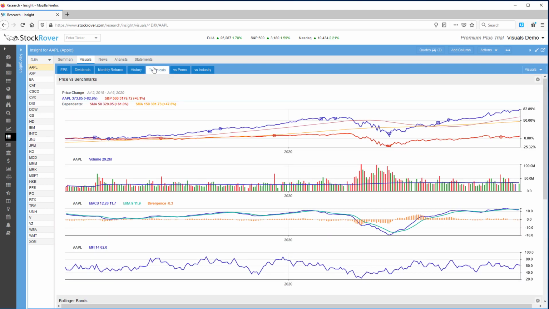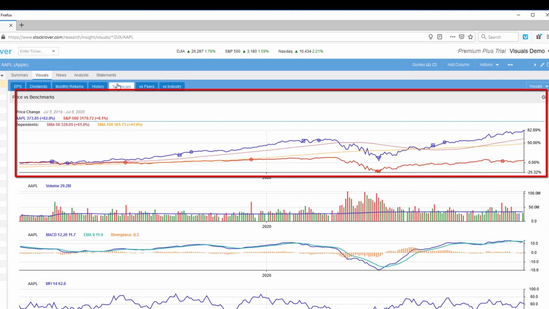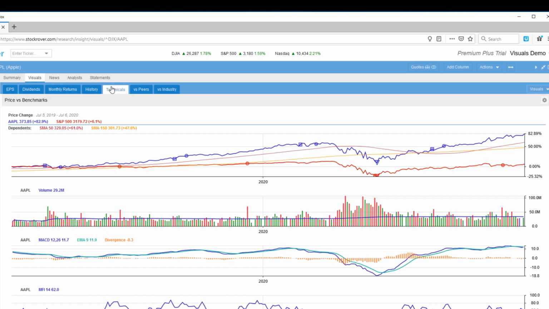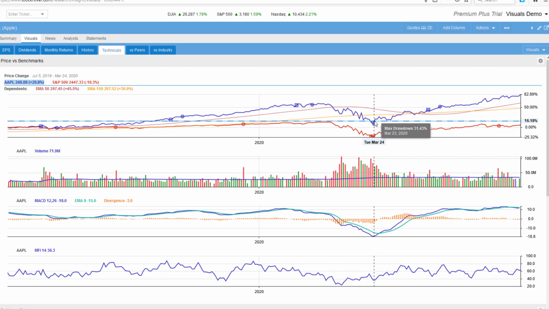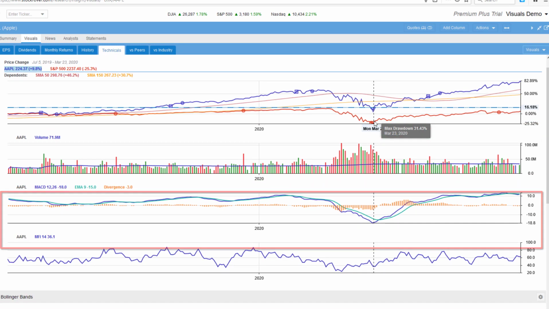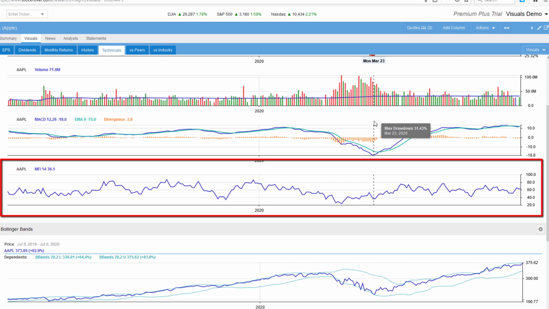Technicals, as the name implies, is looking at technical indicators for a stock. And there are 5 charts followed by a table. The price chart shows the stock's performance over time along with its moving averages and the S&P 500 for comparison purposes. The chart also includes dividend payment information and max drawdown, which shows you the period of worst performance for the stock in the period. The next 3 charts show volume over time, moving average convergence divergence, and the money flow index.